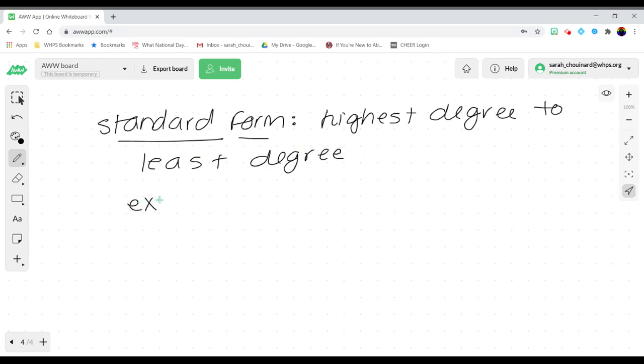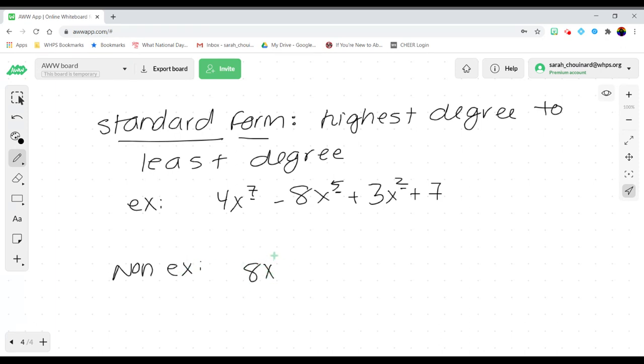So an example of standard form would be 4x to the 7th minus 8x to the 5th plus 3x squared plus 7, because it goes from degree 7 to degree 5 to degree 2, and then technically this guy is degree 0 because it has no exponent. A non-example would be 8x to the 3rd plus 10x to the 5th minus 3x to the 8th, because this one goes 3, 5, 8. So that is not standard form.